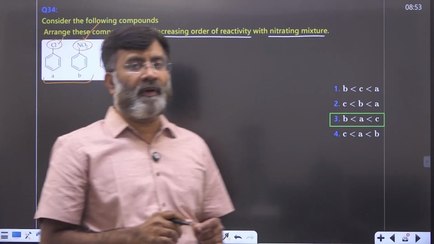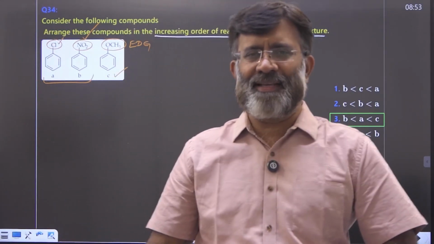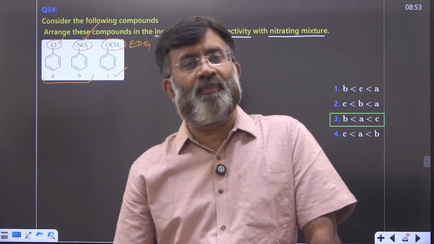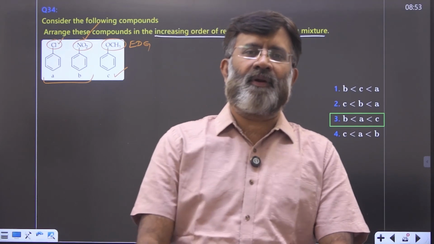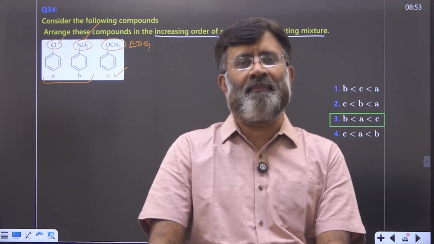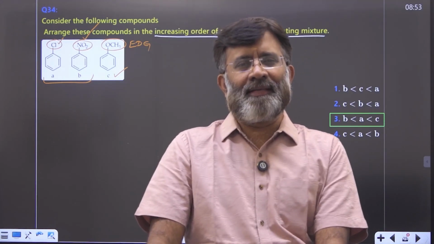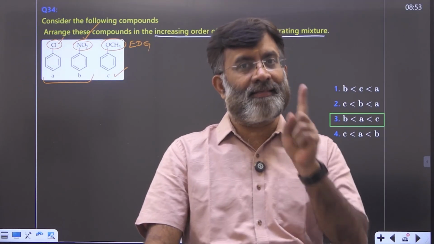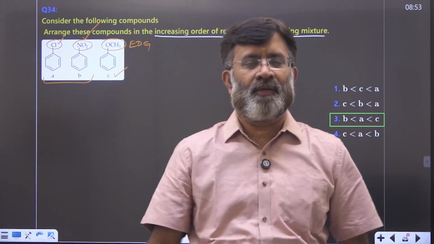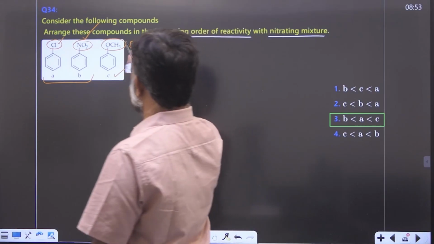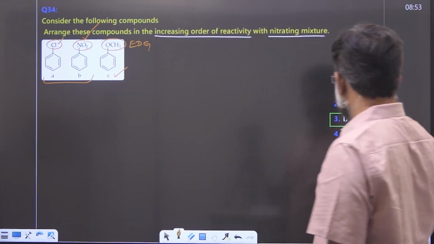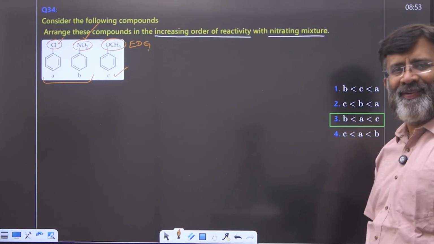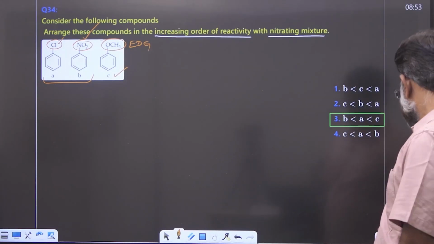And regarding chlorine, I think all of you remember, chlorine is slightly deactivating. At the same time, it is ortho-para directing in nature. Normally, deactivating groups are meta-directing. Chlorine is slightly deactivating and it is ortho-para directing. That is another important point. So, the methoxy group is most reactive, then it is chlorobenzene and then it is nitrobenzene. Okay. Next question.